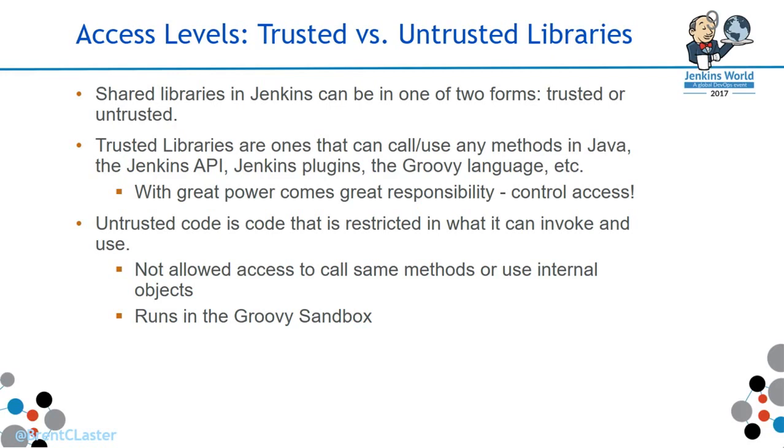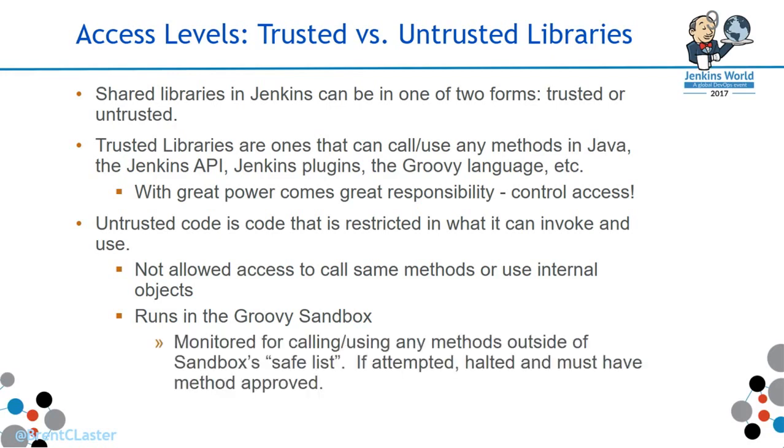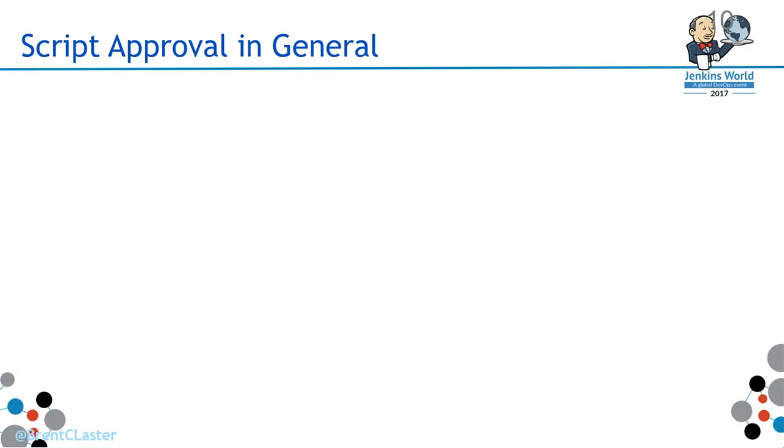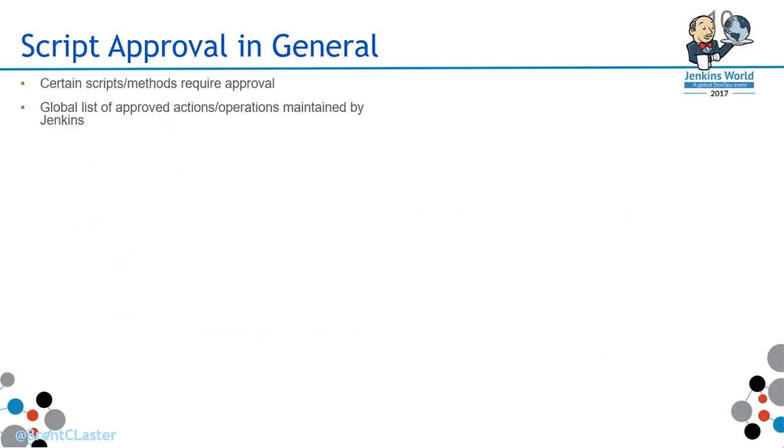We'll talk more about what the Groovy sandbox is in just a moment, but essentially the code is monitored in there and checked to see if it's on the safe list of routines or functions to call. If it's not, then it gets flagged and it has to have a formal approval. In general, in Jenkins, certain scripts or methods require approval, and this is kind of going outside of the scope of shared libraries, but it applies to shared libraries as well.